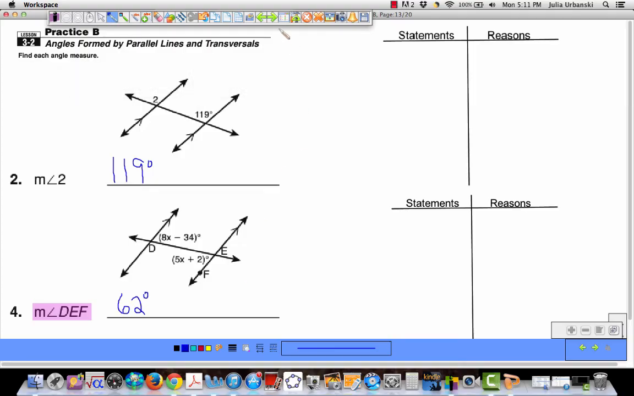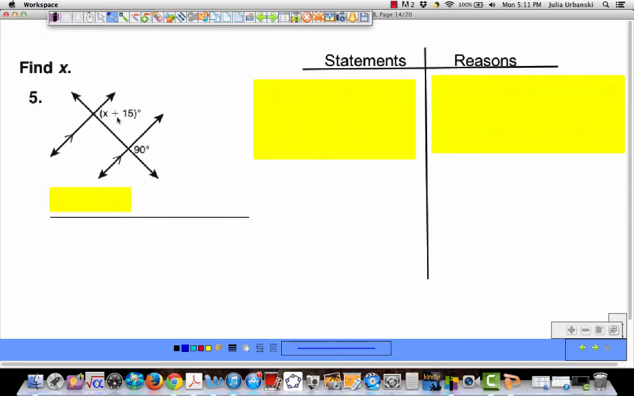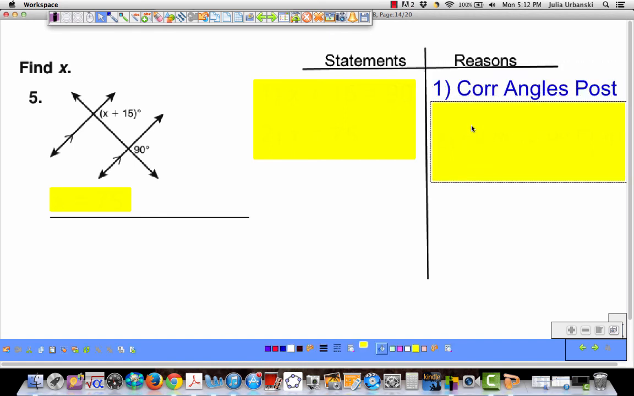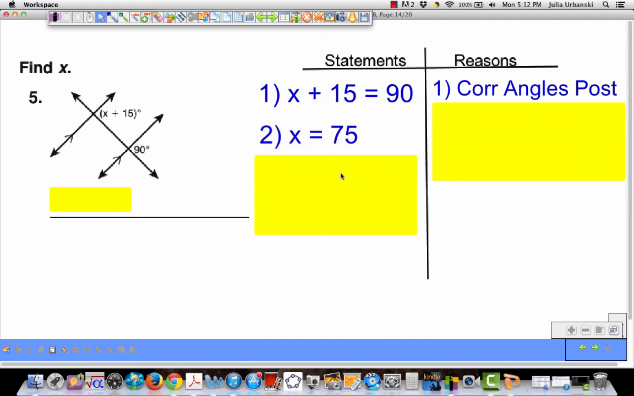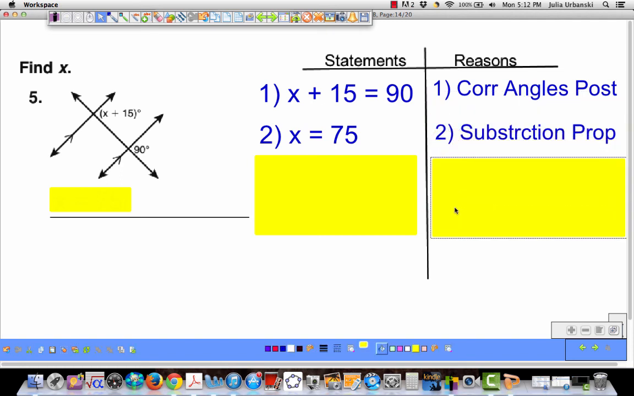All right, one more to try together. Number 5. Look at the relationship that you have here. This angle and this angle are what kinds of angles? This is in the bottom right, this is in the bottom right. That makes them corresponding angles. So the corresponding angles postulate states that corresponding angles must be congruent. So therefore, x plus 15 has to equal 90 degrees. Corresponding angles are equal. And solving it is simple. You just subtract 15 from both sides, you get 75. And that is true by the subtraction property, subtracting 15 from both sides.